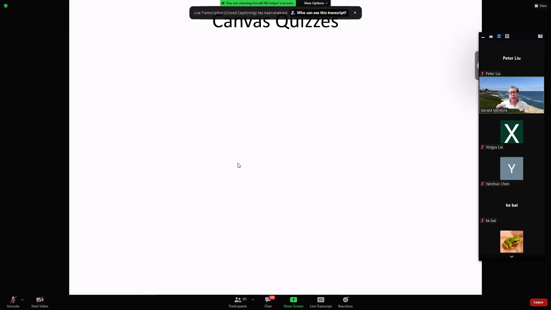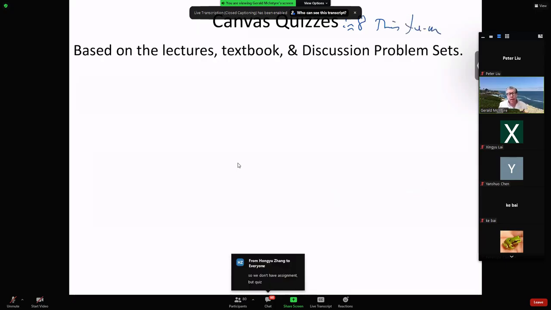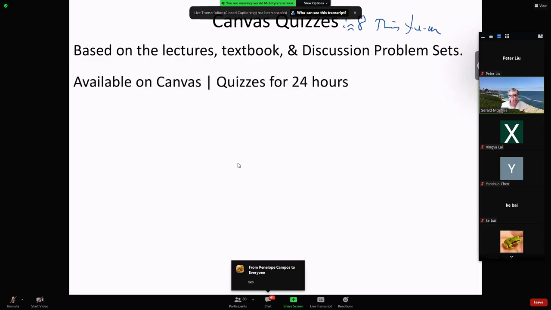So about these quizzes, first, there's two kinds of quizzes, longer quizzes and Canvas quizzes. Canvas quizzes, recall, they're about 8 this term. And we drop the lowest. These are based on lectures, the textbook, and importantly, discussion problem sets. So working on those problem sets in discussion is important to prepare for these Canvas quizzes.